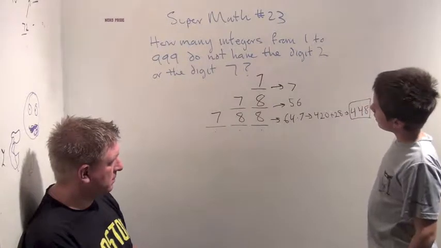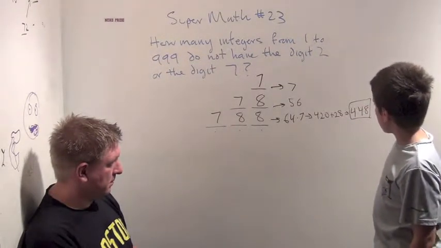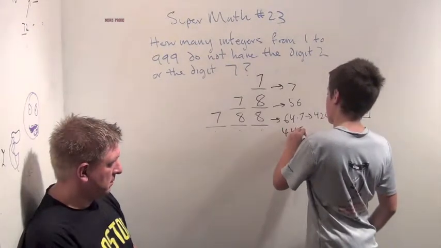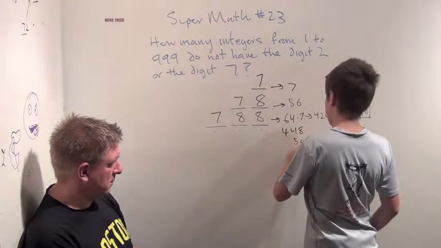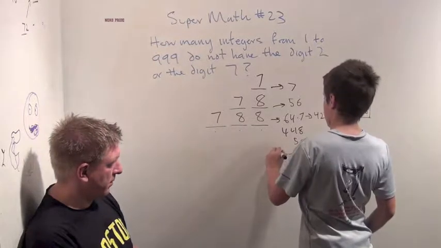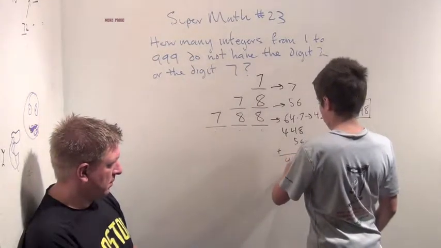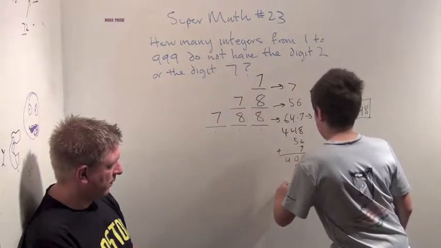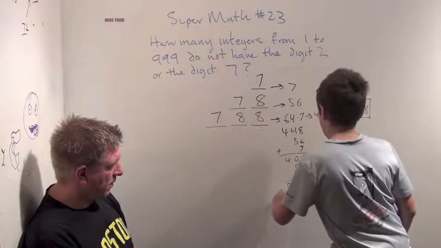So now we have to add this up. 448, 56, and 7. Let's see, 490. Then we have 21. 511.